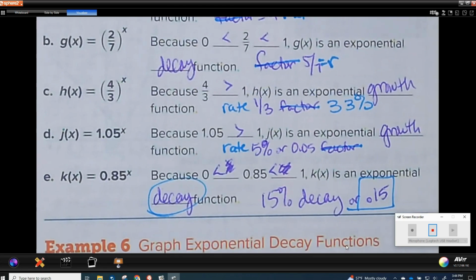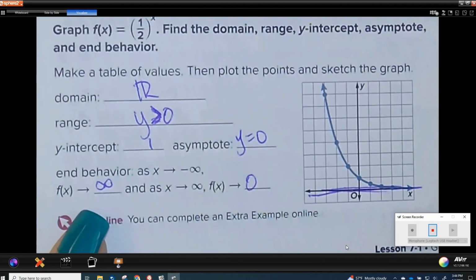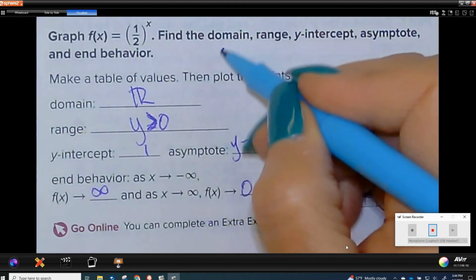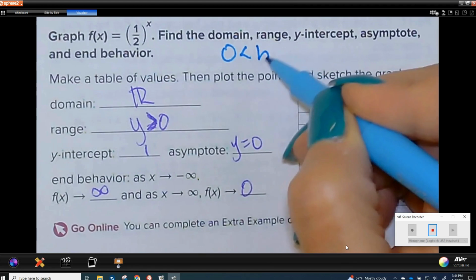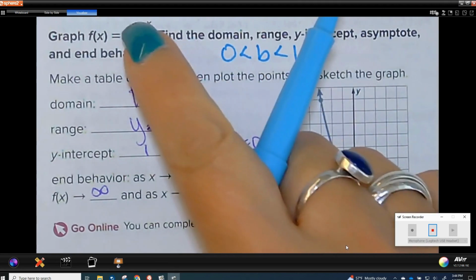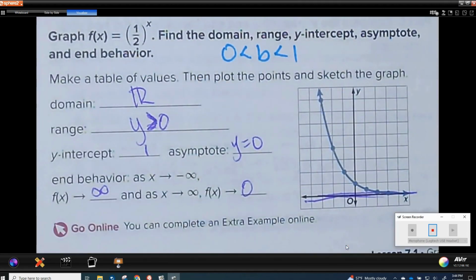Example 6, we start getting into decay. And like the growth one, it pretty much is the same for everything that has decay. So your base is between 0 and 1, because we never have a base of 1 because that doesn't really change anything, and we don't have a base of 0 because that is nothing. So between 0 and 1, any fraction, any decimal between there.